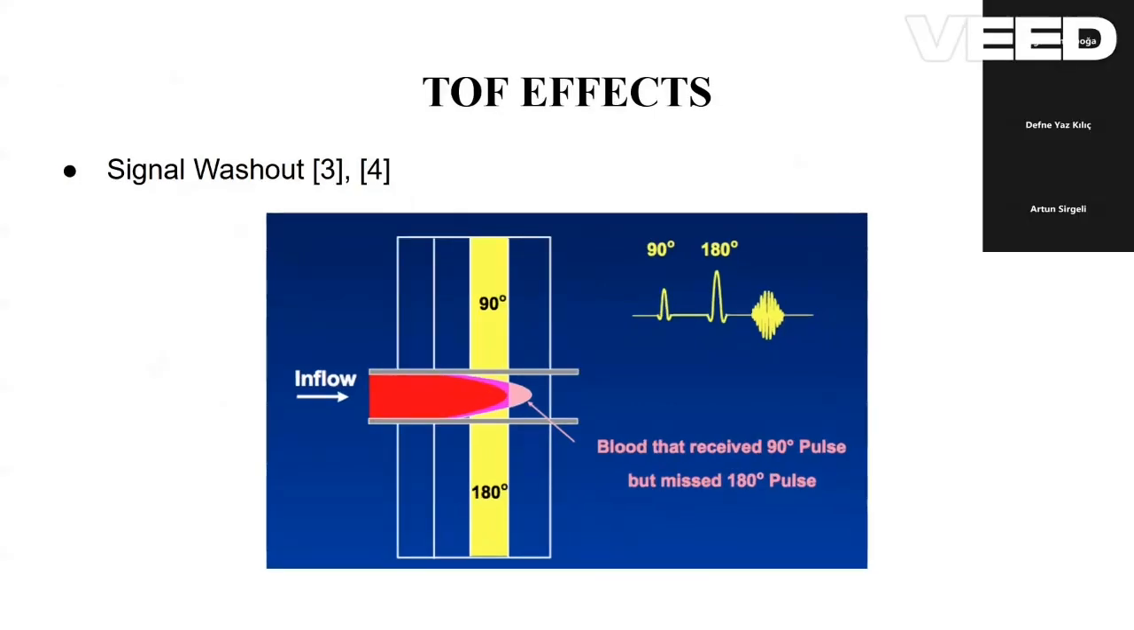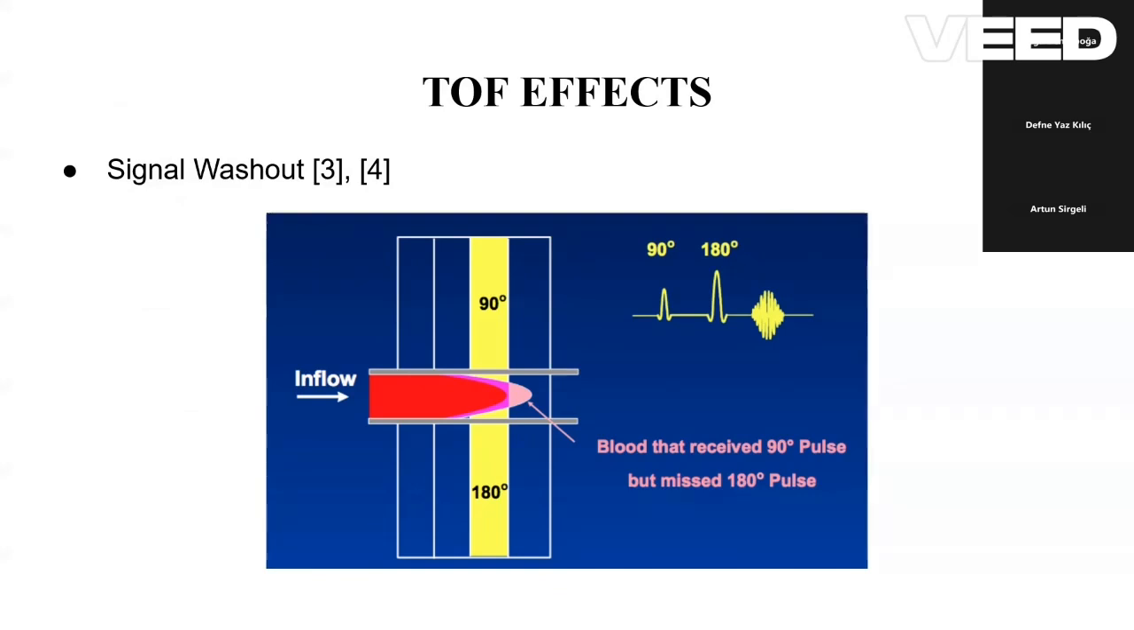Thank you, Artun. Another effect caused by the flowing particles is the time of flight effect. The time of flight effects are related to RF pulses. The tip angle of the RF pulse and the timing of the impulse are very critical in this point. And firstly, we have the signal washout effect, which we tried to observe in our simulation. It was based on that. In signal washout, since the particles are moving, some of them could not be caught in the excited slice.